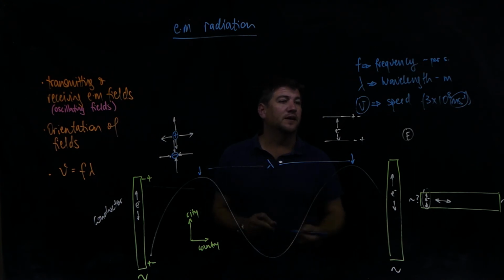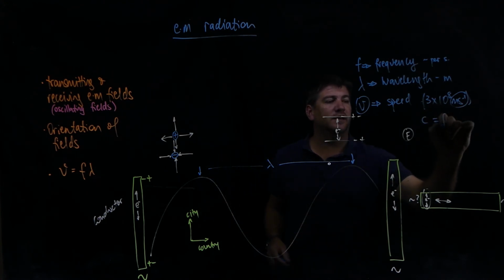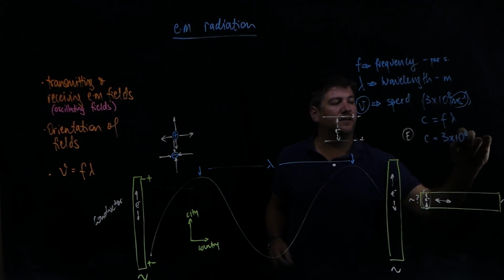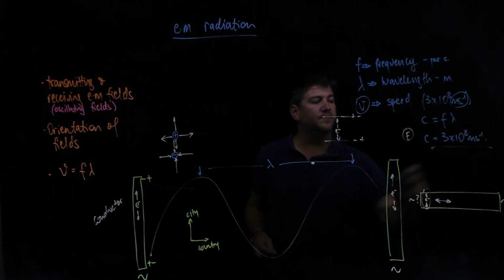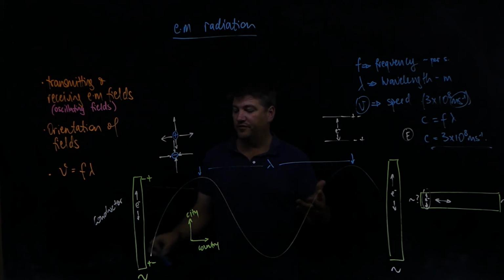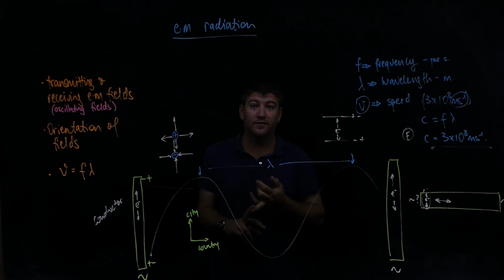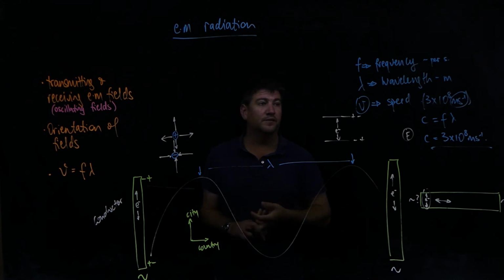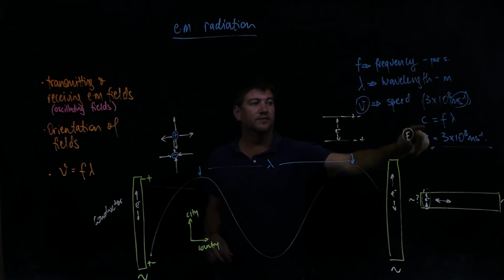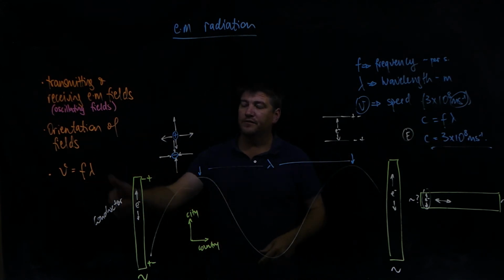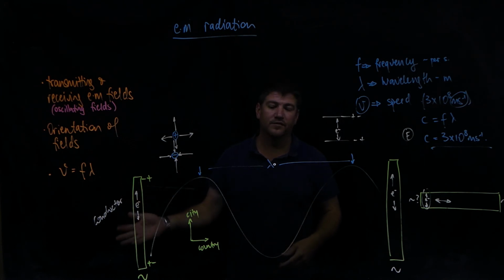Alright, so you will see quite often c equals f lambda, where c is 3 by 10 to the 8 meters per second. Using this information, you should be able to tell me whether a signal will be received properly, how it's actually sent and received, and also be able to manipulate this equation to determine the frequency or the wavelength or the speed of a travelling wave.